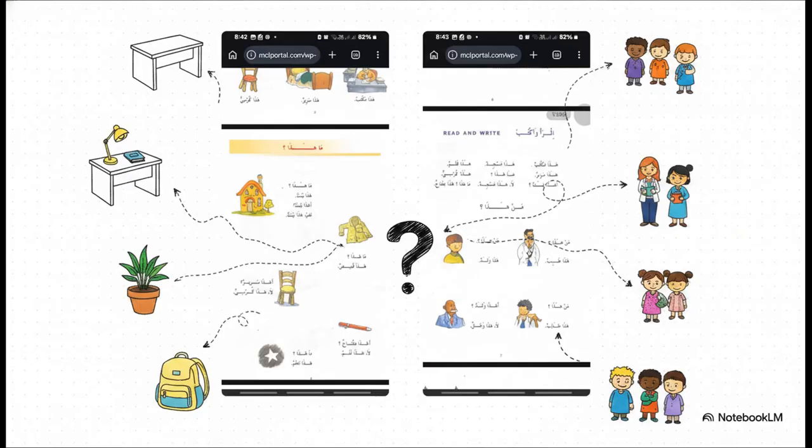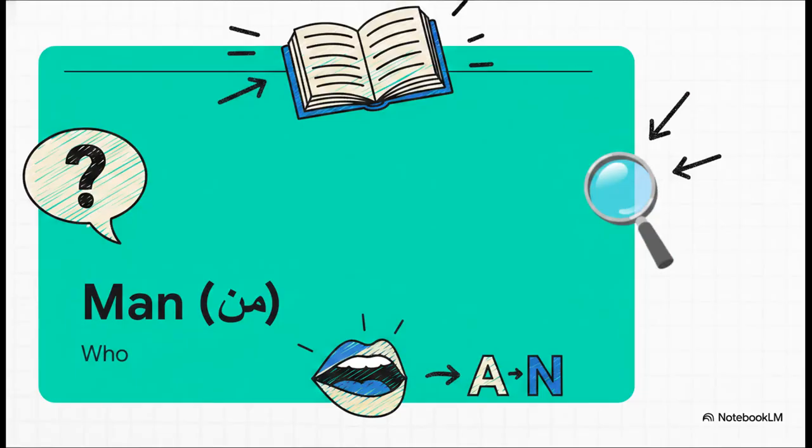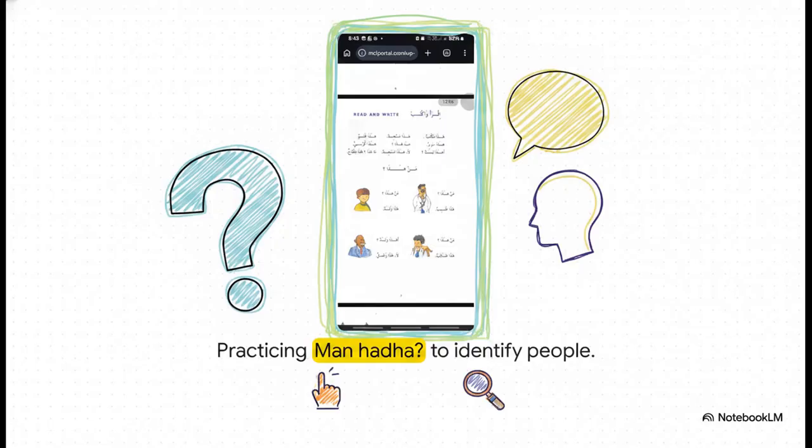Notice a really critical difference that pops up here? We use ma hada for an inanimate desk, but we actually need a brand new word for a doctor. Arabic makes a very clear, logical distinction between things that possess intellect, like people, and things that don't. Pointing to a doctor and asking, what is this, wouldn't just be grammatically incorrect, it would actually be super rude. The proper question is, who is this? To ask who is this, the word man is used instead of ma. It's super easy. Just swap the vowel sound and add an N. Ma becomes man, who.